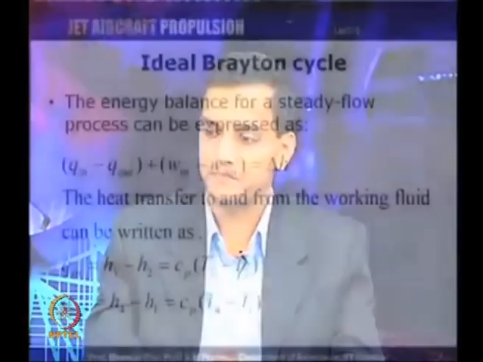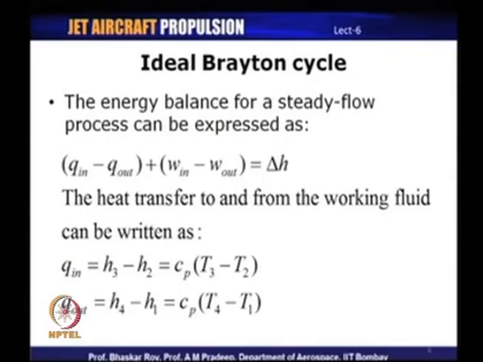So, energy balance for a steady flow process we can express in terms of what is shown here, the heat input, the work output and delta H. So, Q in minus Q out is the difference, the net heat added to the system. Q in is the heat added, Q out is the heat rejected from the system.